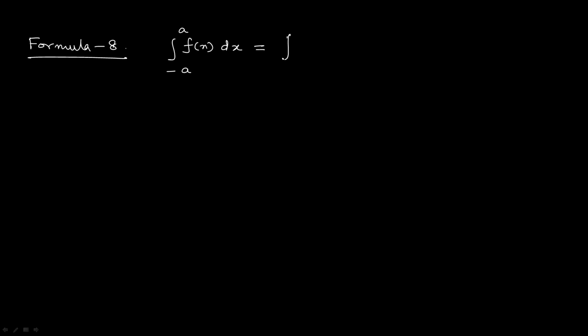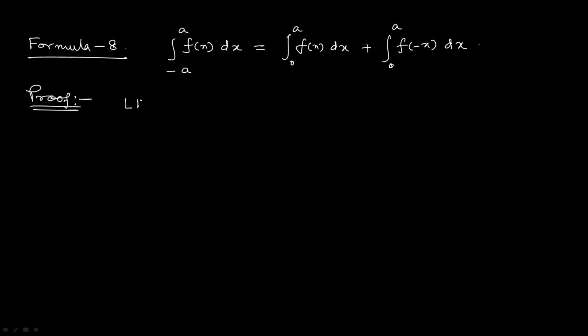This one is the integral from 0 to a of f(x) dx, and here this one will be the integral from 0 to a of f(-x) dx. First of all we will prove this one. Then we will prove the next formula, our very important formula that we will discuss after that. So first of all, proof.